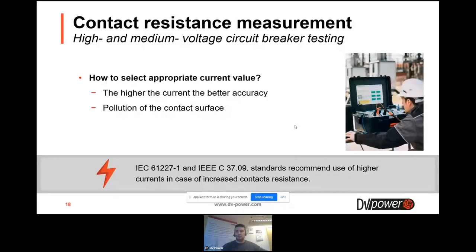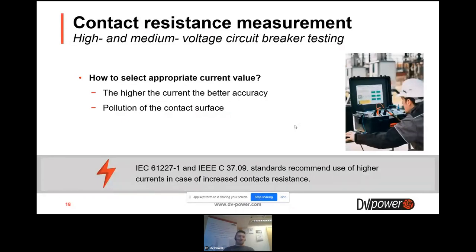How to select the appropriate value of the test current? You can follow the standards' recommendation. Standards say that the minimum test current for testing circuit breakers should be higher than 50 amperes according to IEC, or higher than 100 amperes according to IEEE. But standards do not say that that is the recommended current for testing. So that is the minimum current, and it should be as high as possible, up to the nominal current of the breaker.